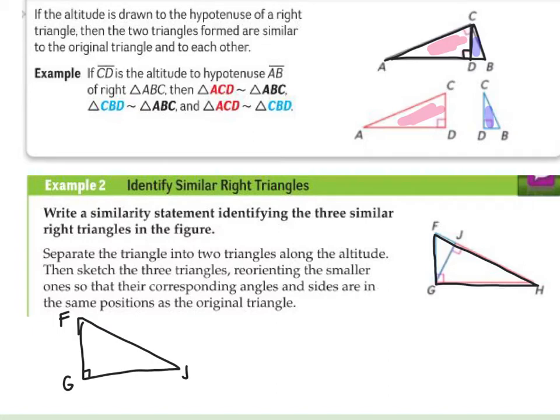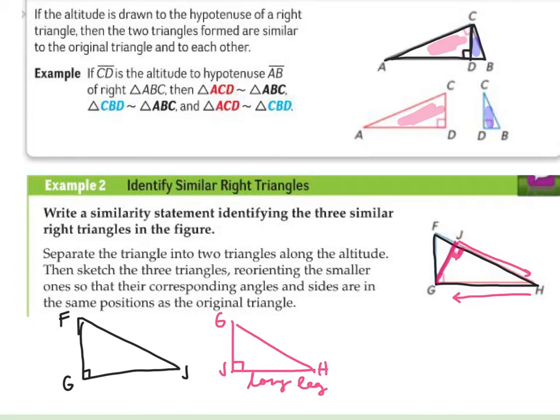So if we start looking at our altitude, I see that I have a right angle down at J. So I'm going to say G to J is my altitude, and then J over to H, this direction, is going to create this long leg. So J again was my right angle, and then H back up to G is my hypotenuse. So we have 2 right angles in the same position, and our hypotenuse is in the same position as well.